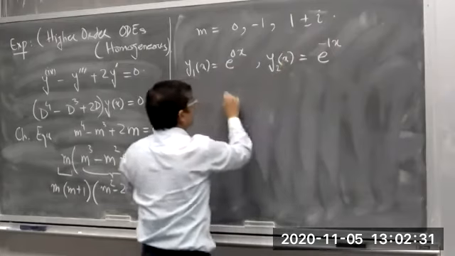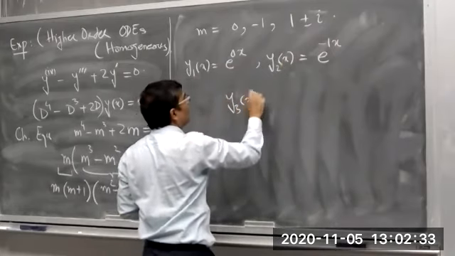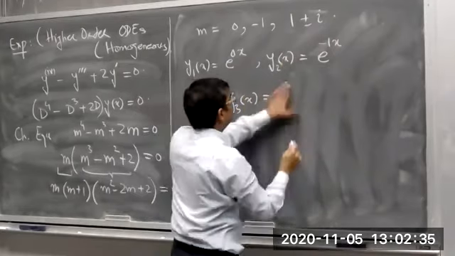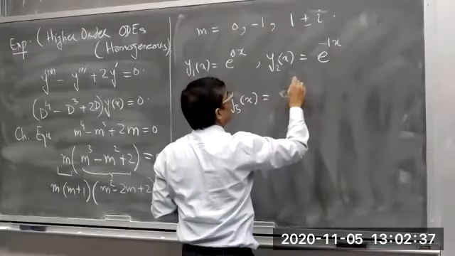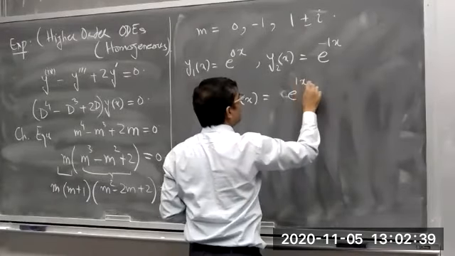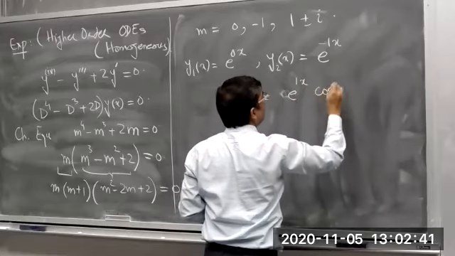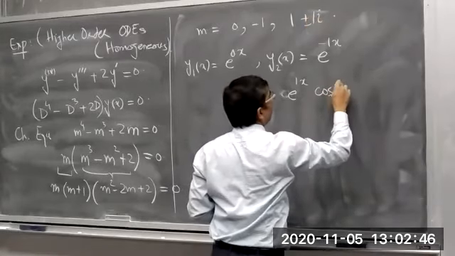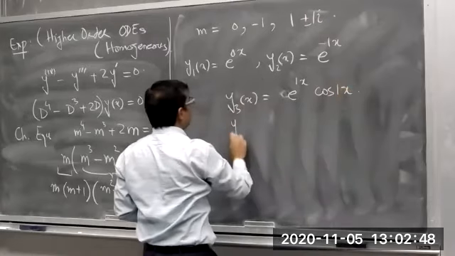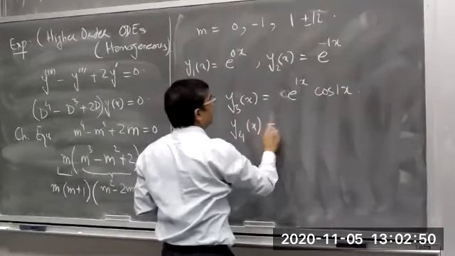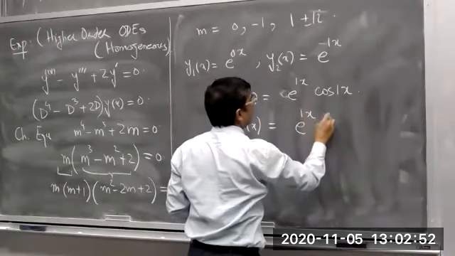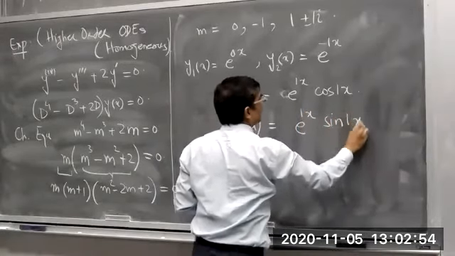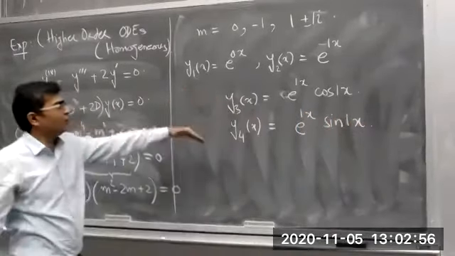if we want to write them separately, how would that be? What will y3 of x be? It will be e raised power 1x cosine of 1x, that will be your y3. What will y4 be? It will be e raised power 1x again and sine 1x. These will be your 4 solutions.